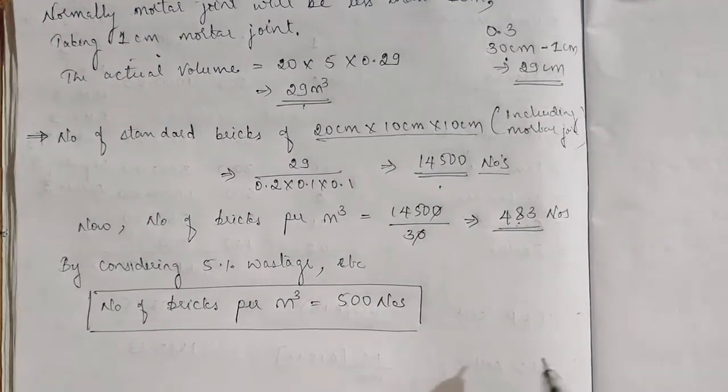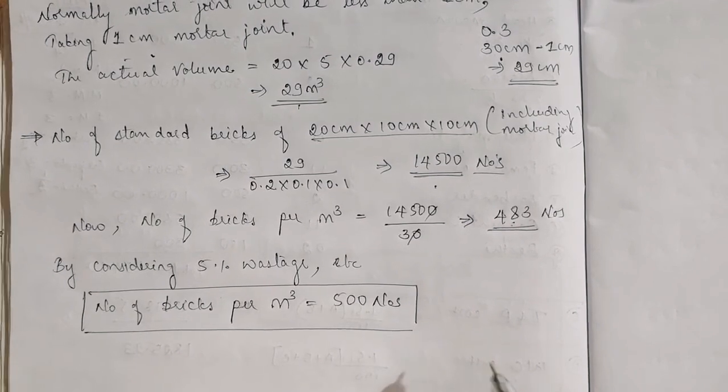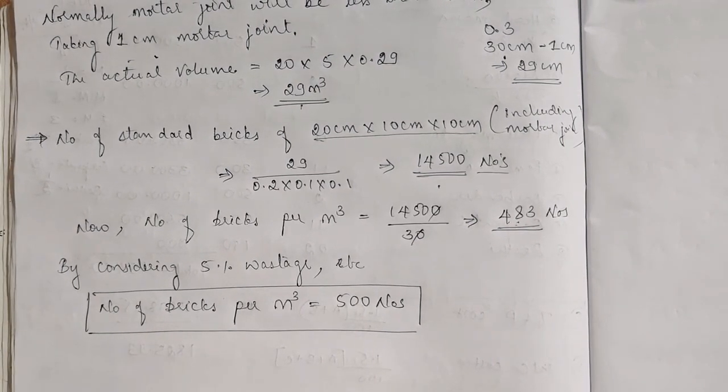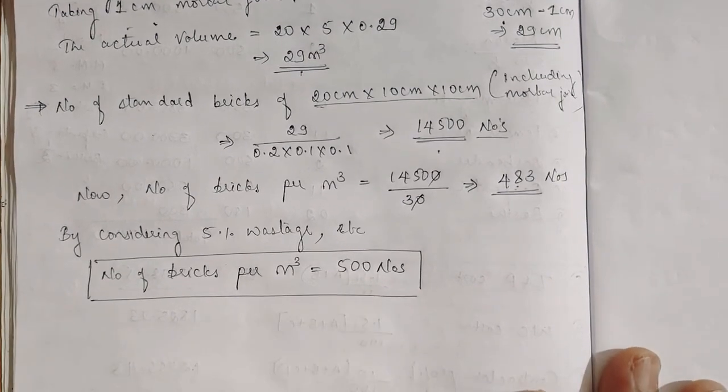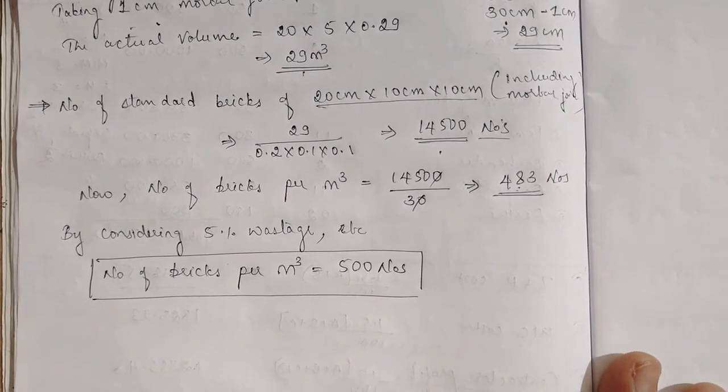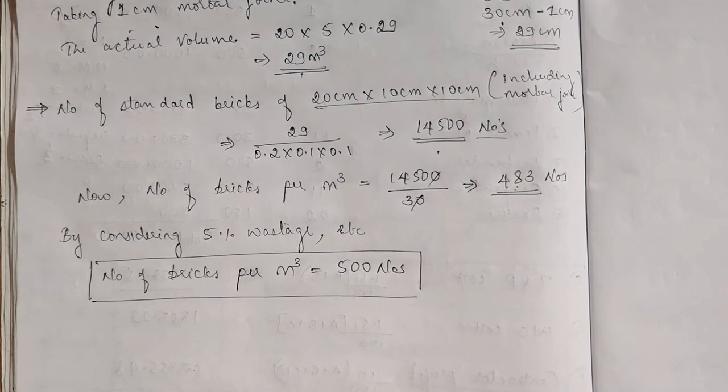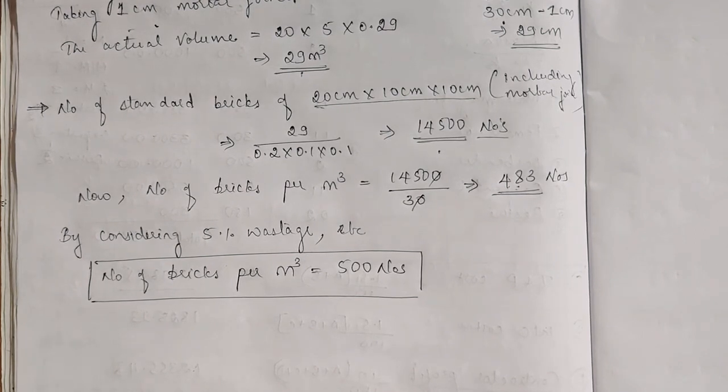So if anyone asks you how much brick will be required for 1 meter cube of work, then you can tell that we need 500 number of bricks to cover 1 meter cube of brickwork.